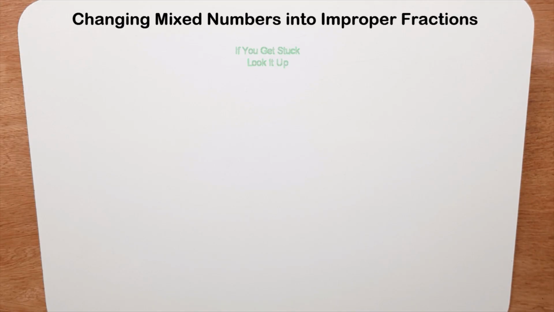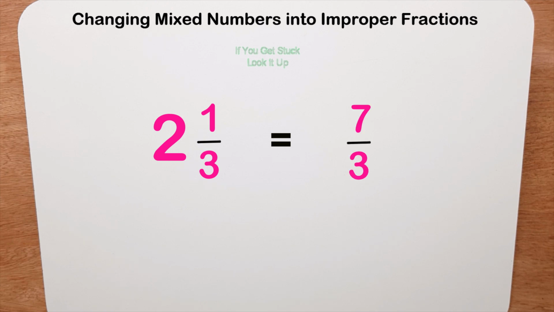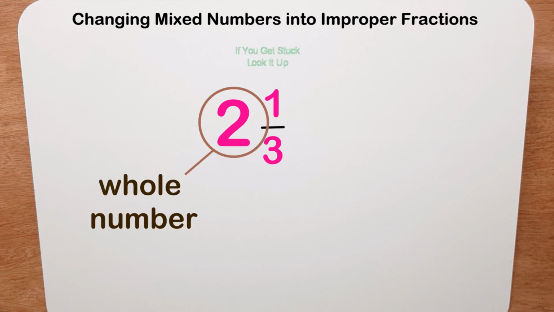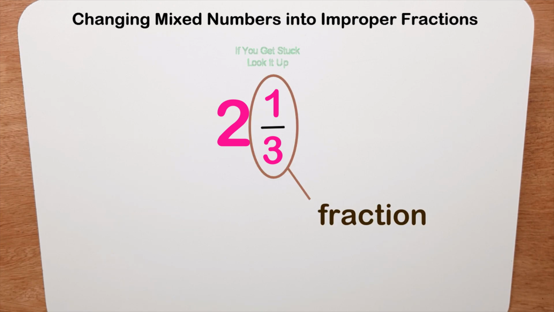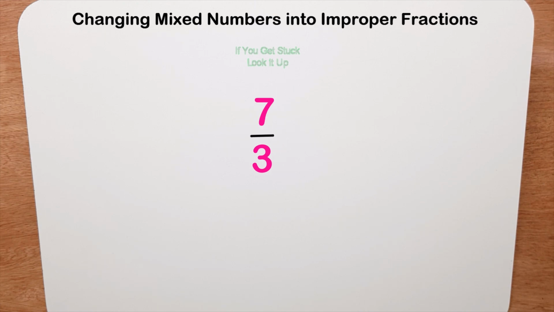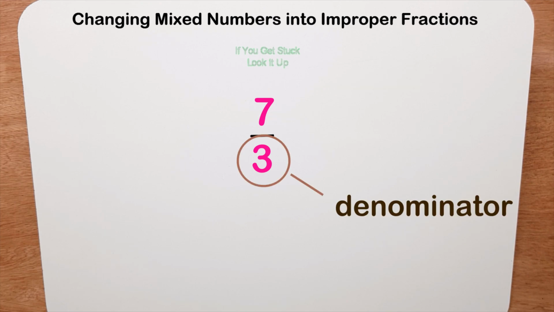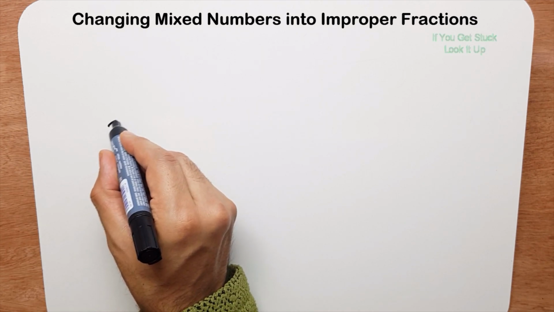In this video we're going to look at how to change or convert a mixed number into an improper fraction. So remember, a mixed number is where you have a whole part and a fraction part. And an improper fraction is where the numerator, or the top number, is bigger than the denominator, or the bottom number.